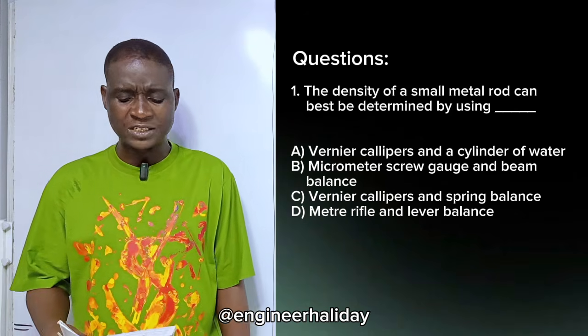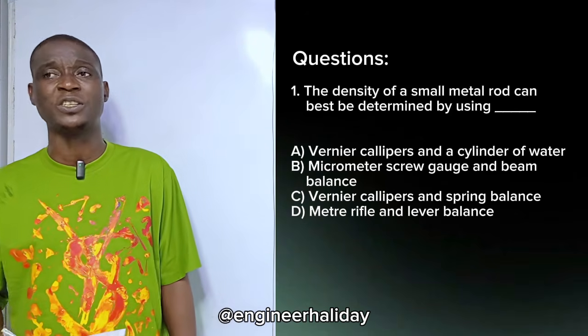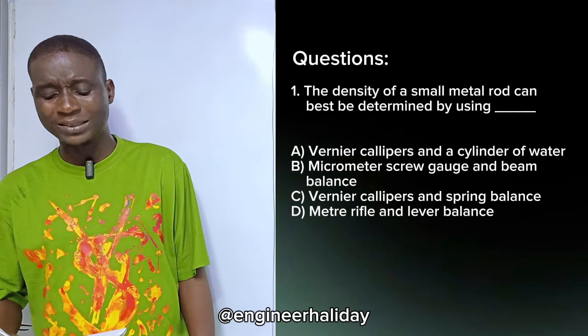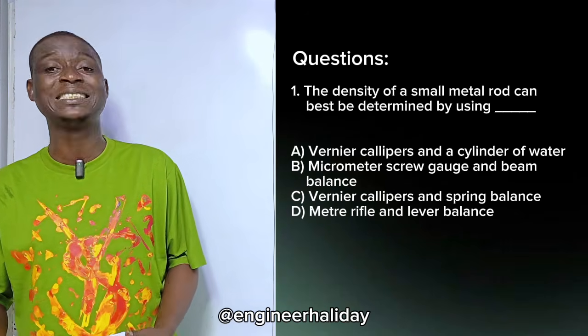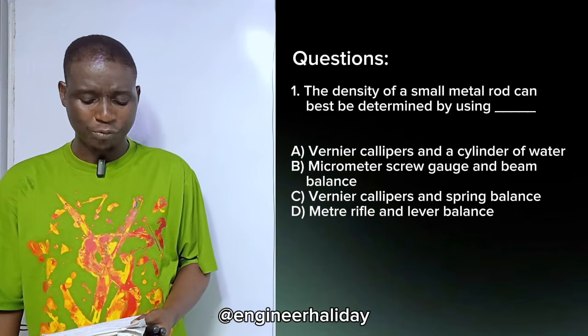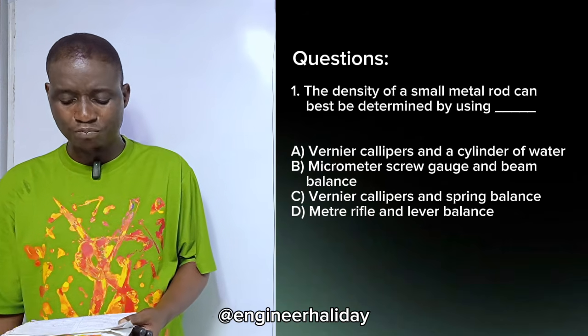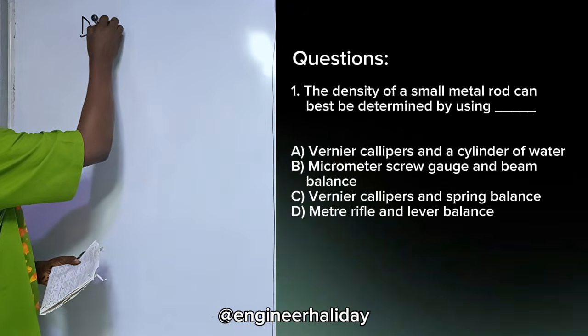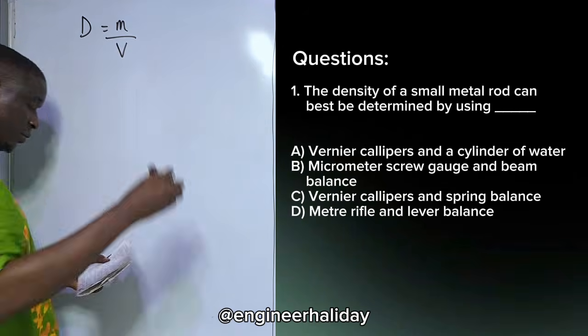I think because of the small rod, to measure the radius we use a micrometer screw gauge. And then to measure the mass, because we know that density is mass over volume, we use a beam balance. So the best answer to number one is micrometer screw gauge and beam balance. Because once you can get the radius, you can now say density is equal to mass over volume.